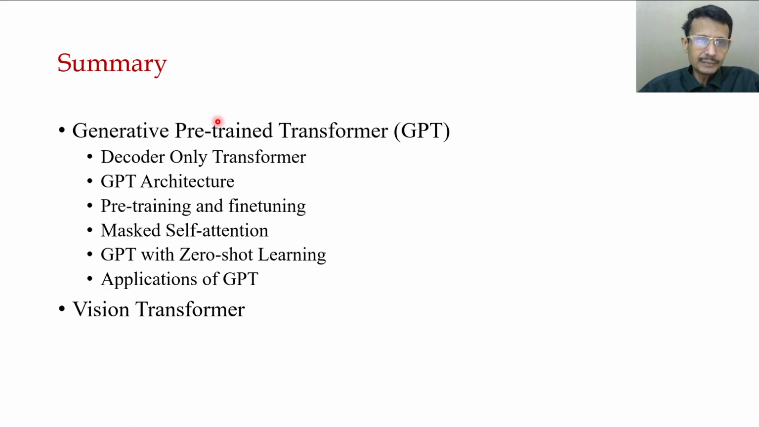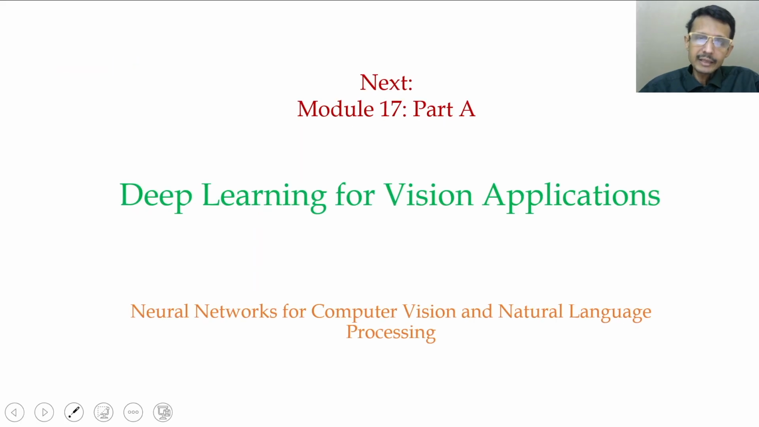So in this lecture, we mainly focused on the generative pre-trained transformer, GPT, where we discussed different things: the decoder-only transformer, GPT architecture, pre-training and fine-tuning of the GPT, the concept of masked self-attention, and how GPT works with zero-shot learning and applications of GPT. Then we introduced the vision transformer very briefly. In the next lecture, we start deep learning for vision applications. Thank you very much.